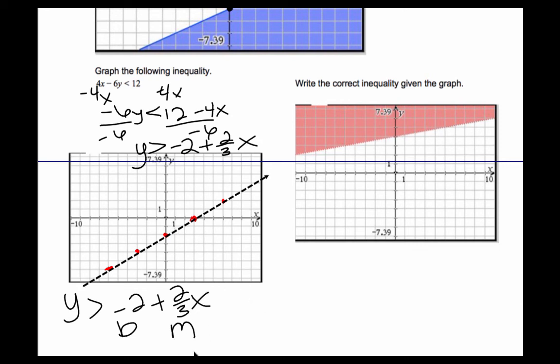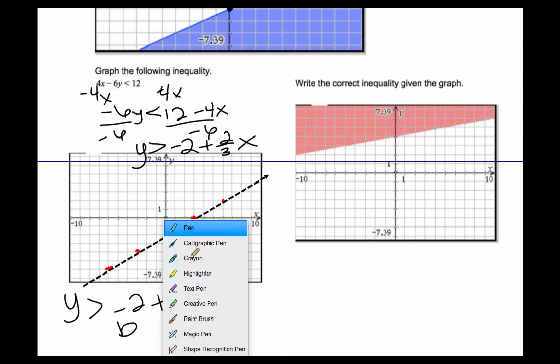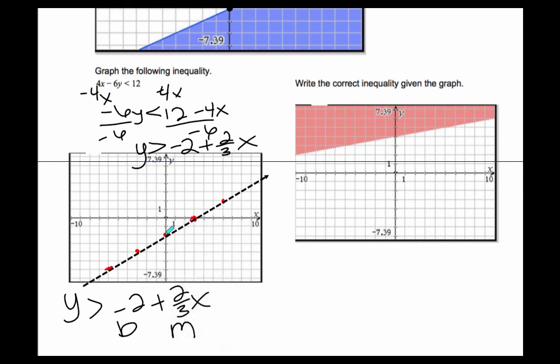Okay, so now where am I going to shade? Well, this is a greater than symbol, so I'm going to shade above. Where is above? Well, if I put my pen on the y-intercept and go up, that's above. So this is where I'm going to shade. That's where the solutions are. It doesn't have to be perfect shading, but try to get the best you can.